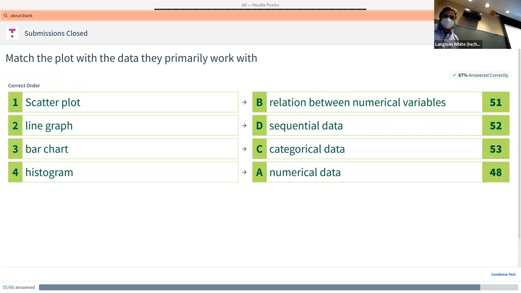Those are the popularity contests. Still don't understand why we show that. A scatter plot is the relationship between numerical variables, line graph is sequential data, bar chart is categorical, and histogram is numerical data or distribution of data across space.